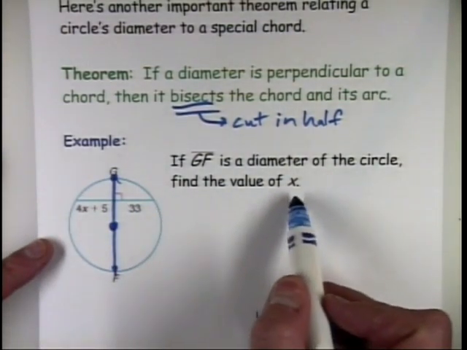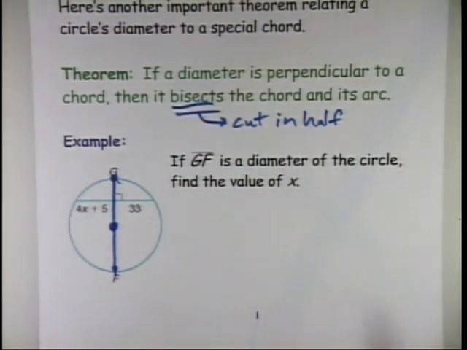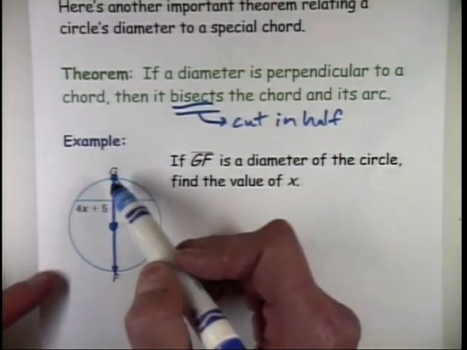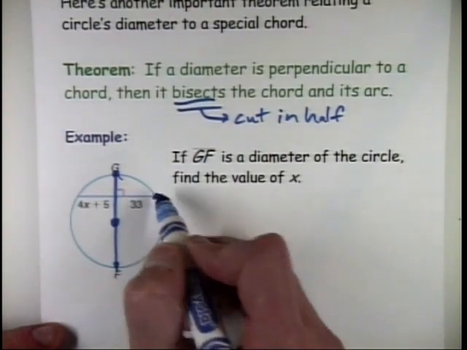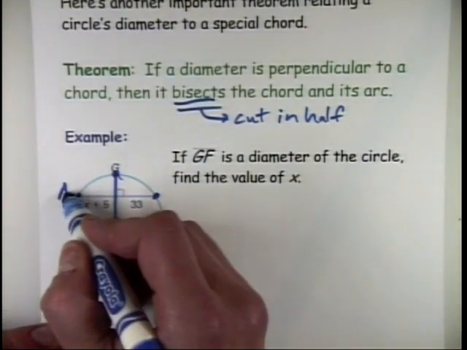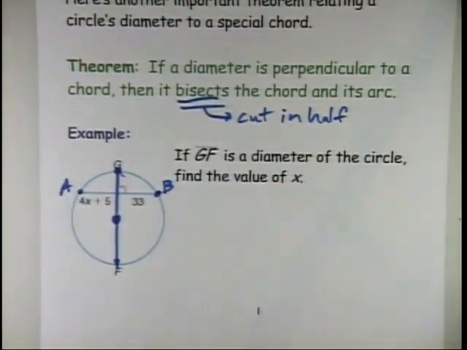We want to find the value of x. Okay, well, how is that going to help us? Notice that the diameter here intersects this chord, and we don't have labels on this chord. If you want, you can call it chord AB or line segment AB.